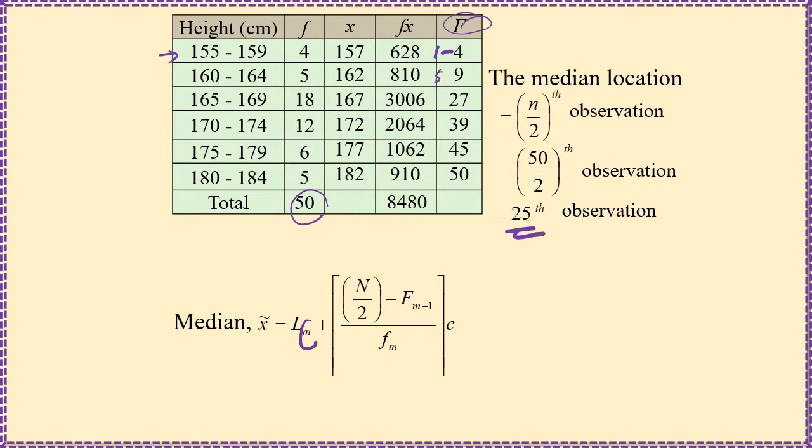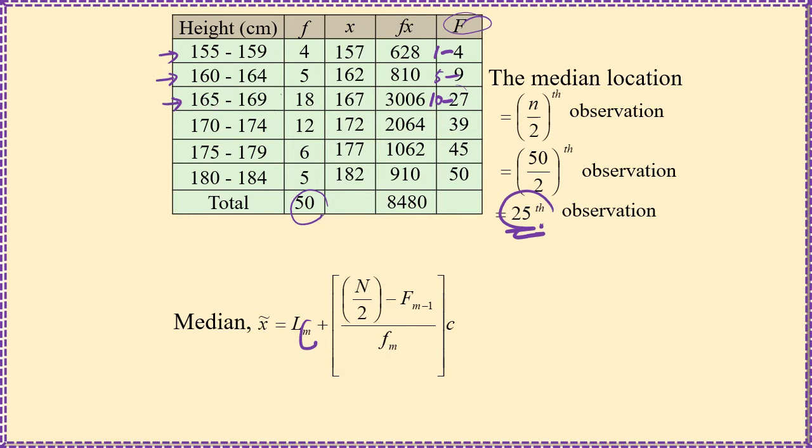The 5th to 9th observation will be in the second interval. And then we continue. The next one, the 10th up to 27th, will be in the third interval. So this 25th is actually before 27, right? So we have before 27, 26, 25, right? So the median class will be this class lah.